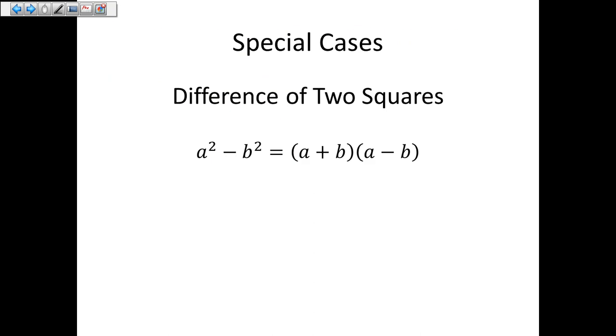Now, here's some special cases that you need to be aware of when factoring. a squared minus b squared is what we refer to as a difference of two squares, and you need to know how to factor it basically on sight. Here's an example. x squared minus 9. It's a quadratic because of the x squared. It doesn't have an x term, and the number is being subtracted, and it's a perfect square. So I can factor it to be x plus 3 times x minus 3.